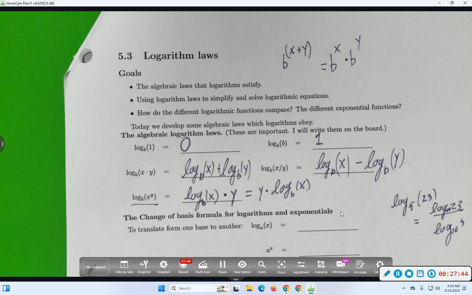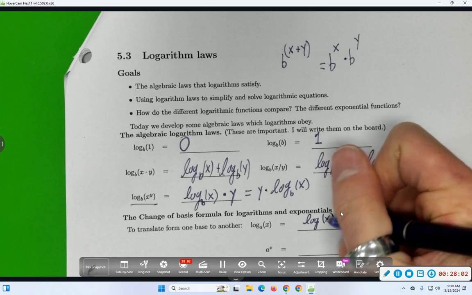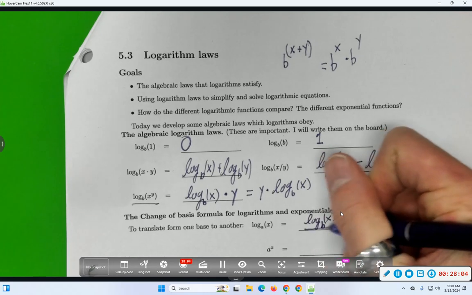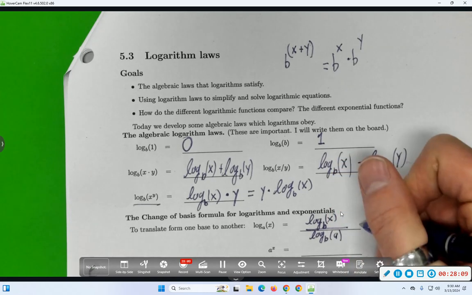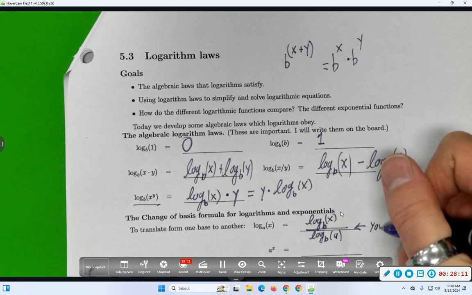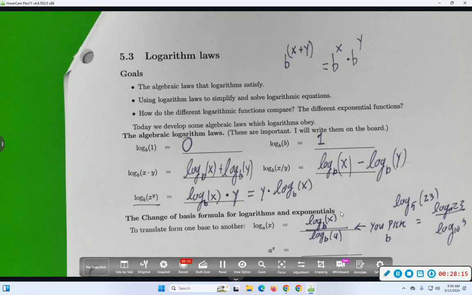The point is though, the base you use in that fraction doesn't matter. You could pick your favorite base. It could be ln, could be log base 10, could be log base 2. The log base a of x, for any legal base a and any number x, is the log of x with respect to whatever base you want, divided by log base b of a. And you get to pick that base however you want.